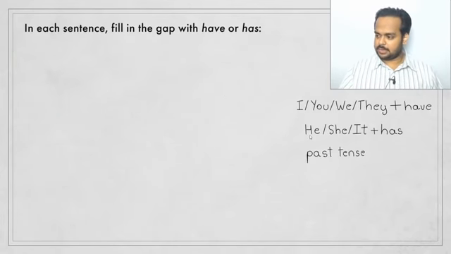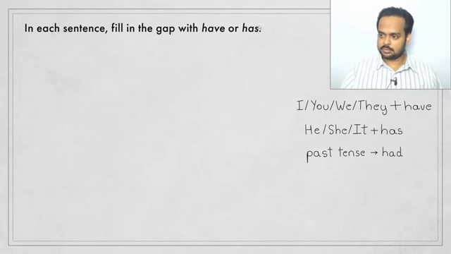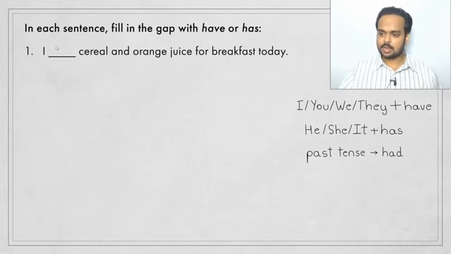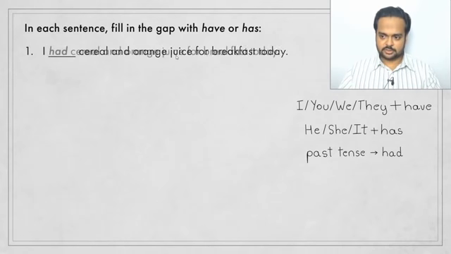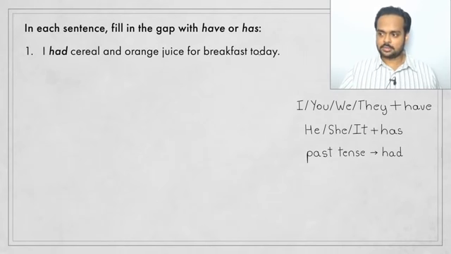Let me add here that if a sentence is in the past tense, you should use had. I forgot to put had over here in the rubric, in the heading. Just remember that if a sentence is in the past, you have to use had. I cereal and orange juice for breakfast today. Have, has, or had. What would you use? Actually, the correct answer is had here, because by today, we mean this morning. Okay? I had cereal and orange juice in the past. It was the recent past, but it was still in the past, so had.